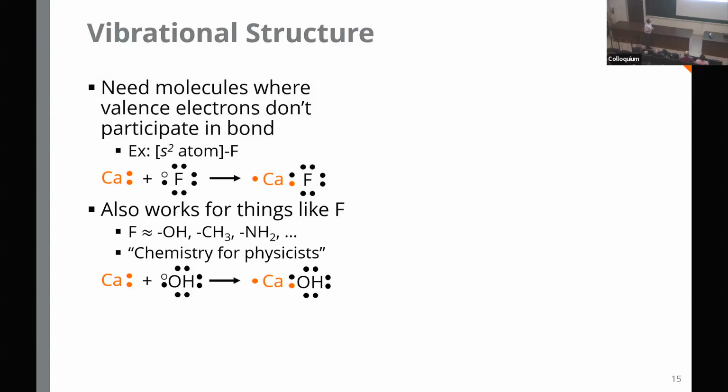And it turns out that this works if you swap out this fluorine for something more complicated like OH or even CH3 or NH2. And this is great. This is the way I think chemistry should work, that you can just approximate fluorine by something else. And it's basically the same. That usually doesn't work, but for these types of very uniquely bonded molecules, this actually works surprisingly well. And you end up with very similar structures in these more complicated polyatomic molecules.